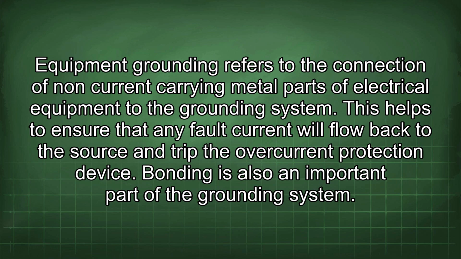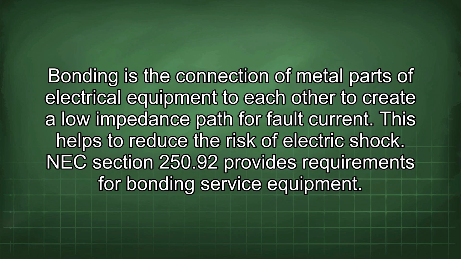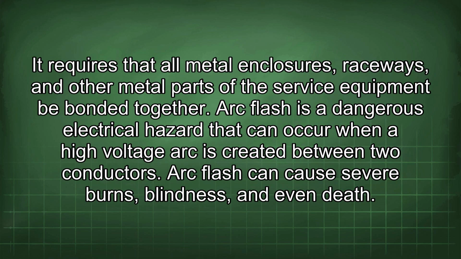Bonding is also an important part of the grounding system. Bonding is the connection of metal parts of electrical equipment to each other to create a low impedance path for fault current. This helps to reduce the risk of electric shock. NEC Section 250.92 provides requirements for bonding service equipment. It requires that all metal enclosures, raceways, and other metal parts of the service equipment be bonded together.